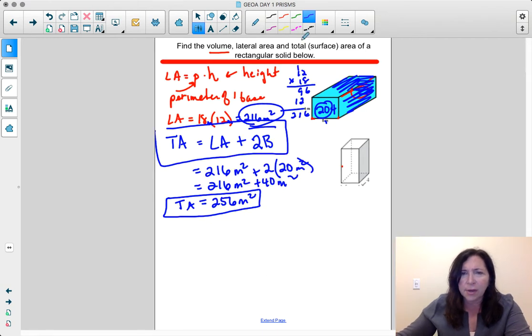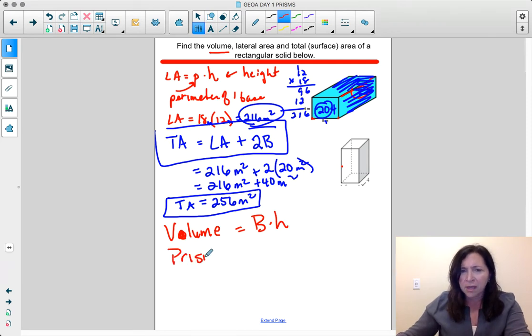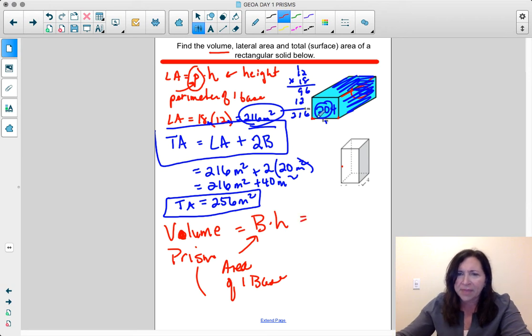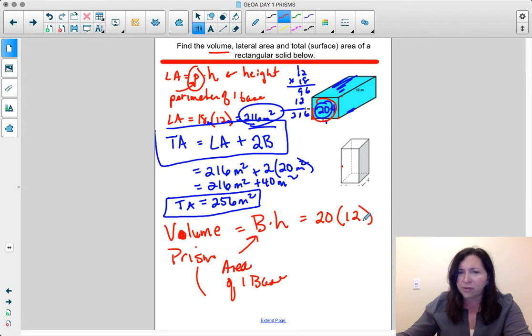All right. Now, in order to find my volume, remember, that's capital B times H. If it's a prism, the volume of any prism is capital B times H. And capital B stands for the area of one base. Now remember, don't get that confused with the little p, which is the perimeter of one base. But this is the area of one base. So capital B, the area of one base, is 20. So that's going to be 20 units times my height, which is 12.